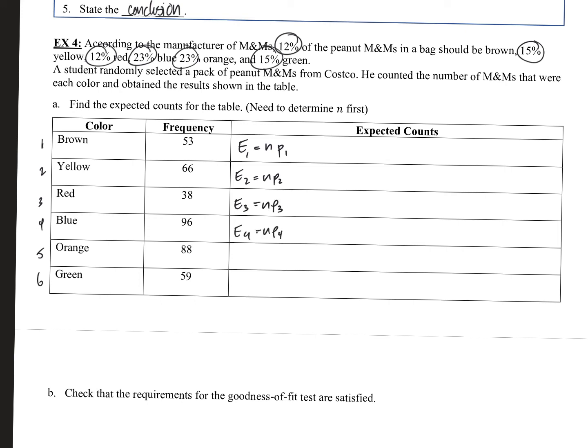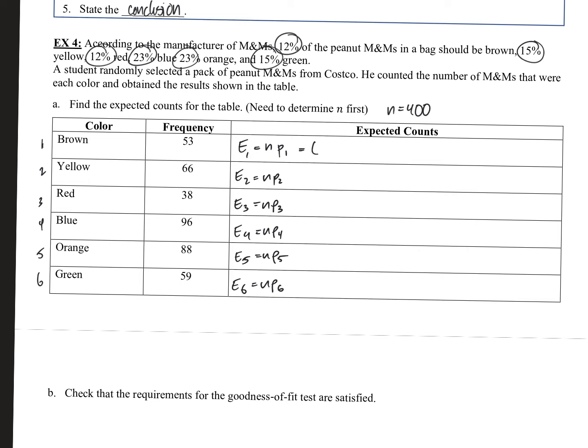So go ahead and try to calculate out what the n value is going to be for our problem here. Okay, so I calculated it out. Our n value is 400.